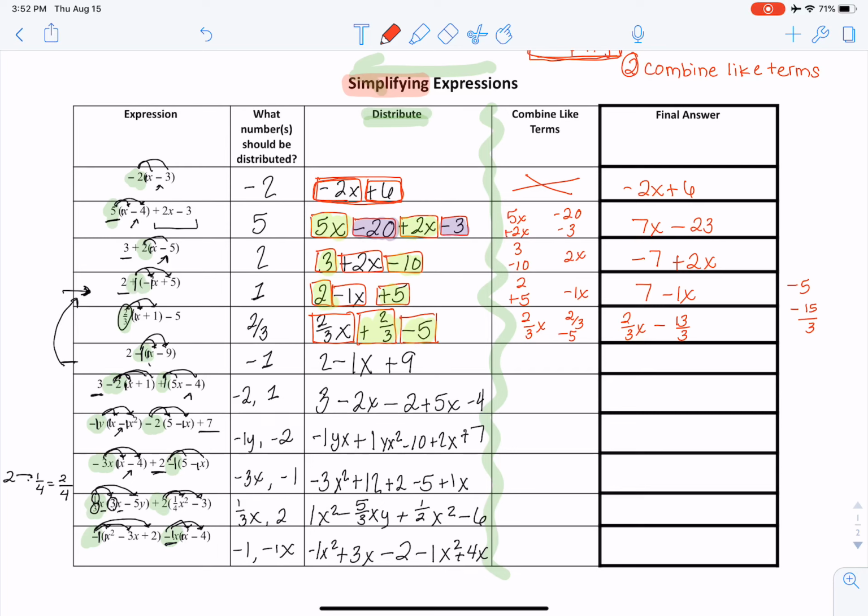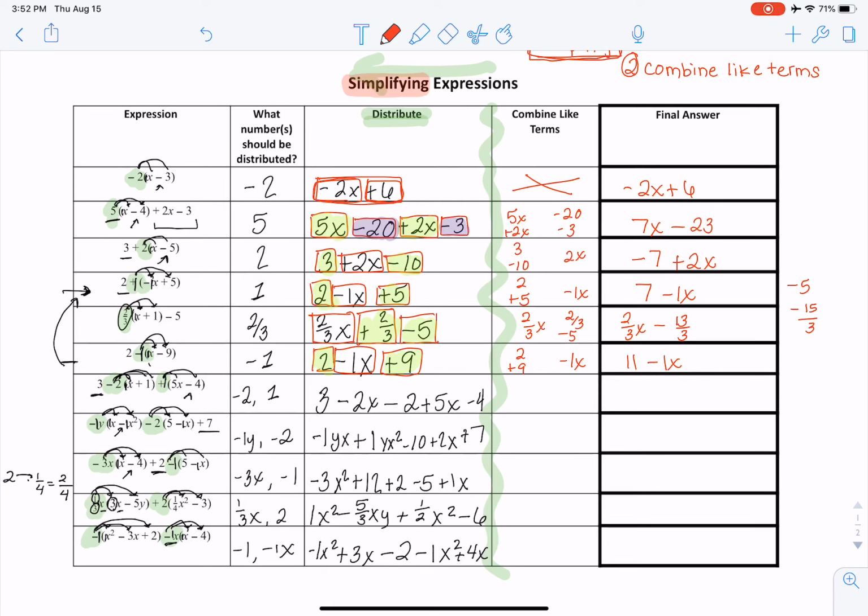All right, the next one is 3 terms, a 2, a negative 1x, and a positive 9. When I group, the 2 will group with the 9, and the negative 1x will stay on its own. So I have a 2, a positive 9, and a negative 1x that's kind of alone. 2 plus 9 is 11, carry the minus 1x.